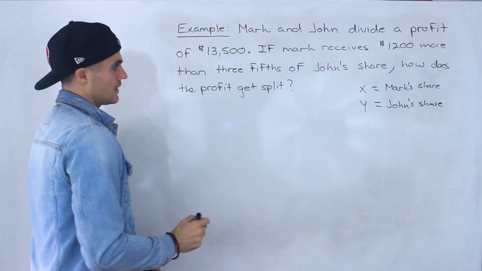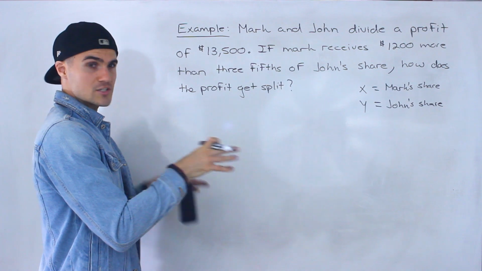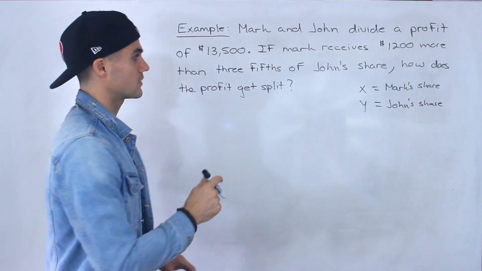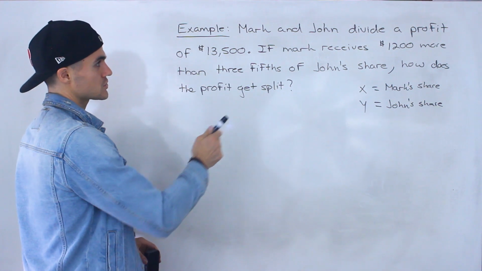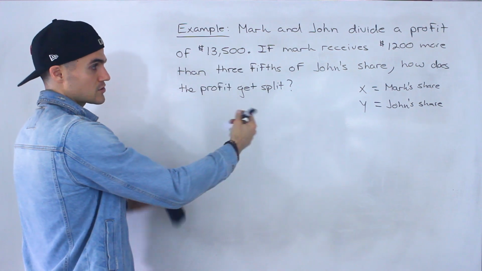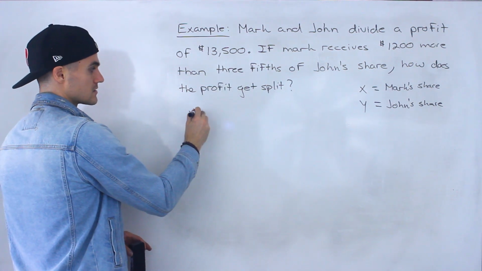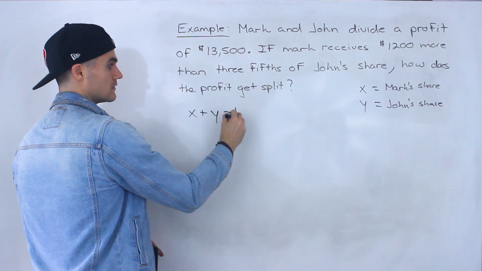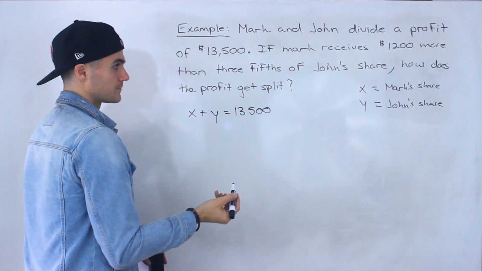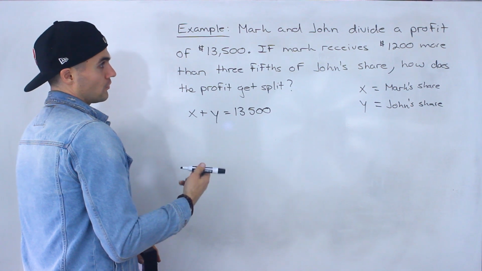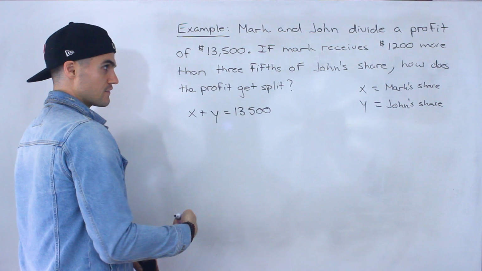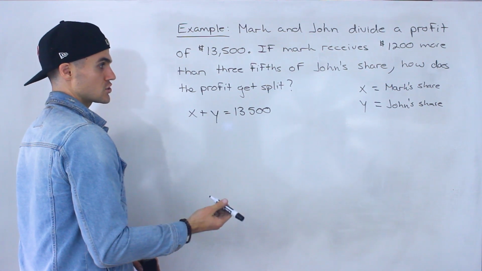So what's going to happen here is we got to create two equations because we have two unknowns we got to solve for. So how can we create equations? Well, what they're doing is they're taking a profit of $13,500 and they're splitting it. So we know that X plus Y is going to be $13,500.